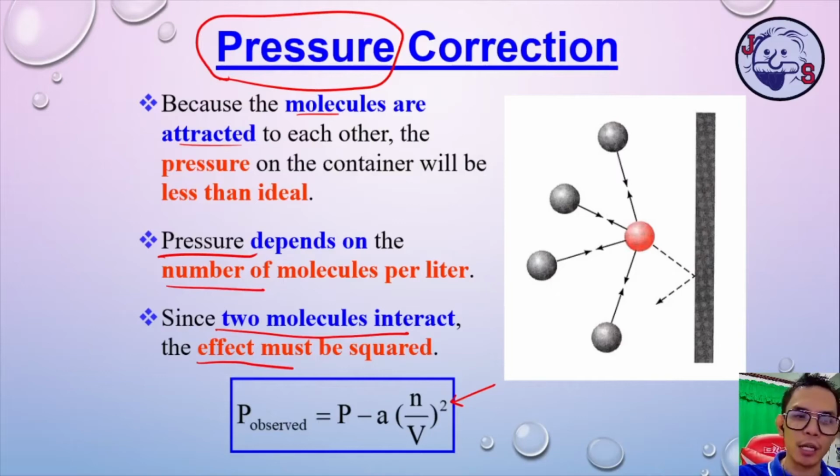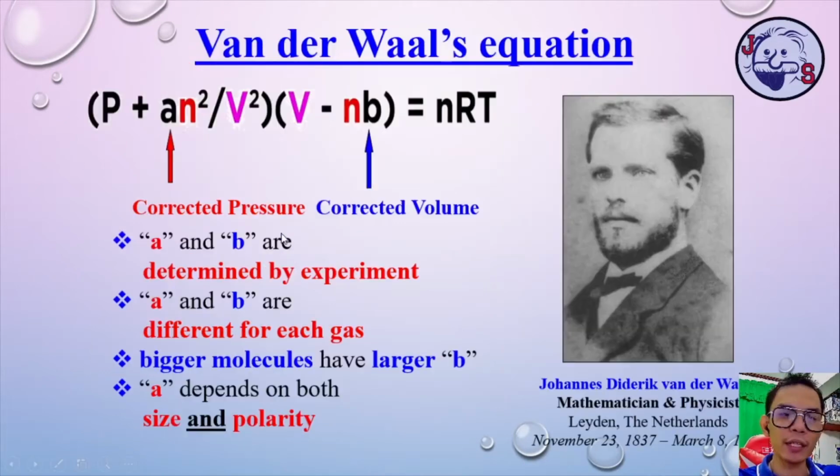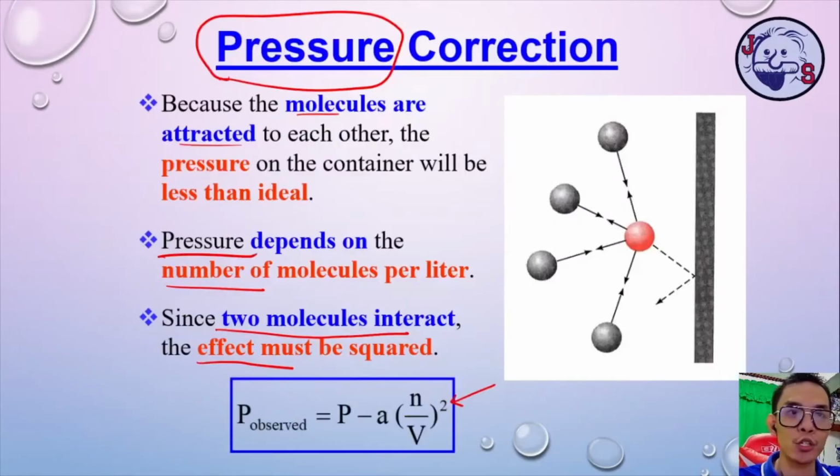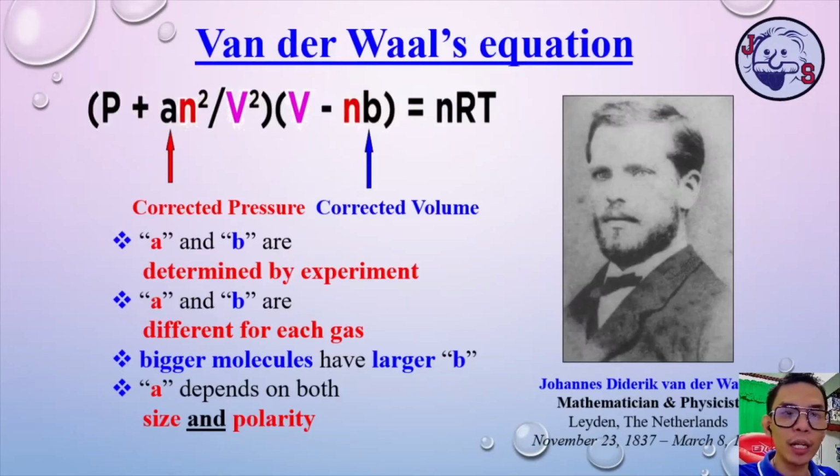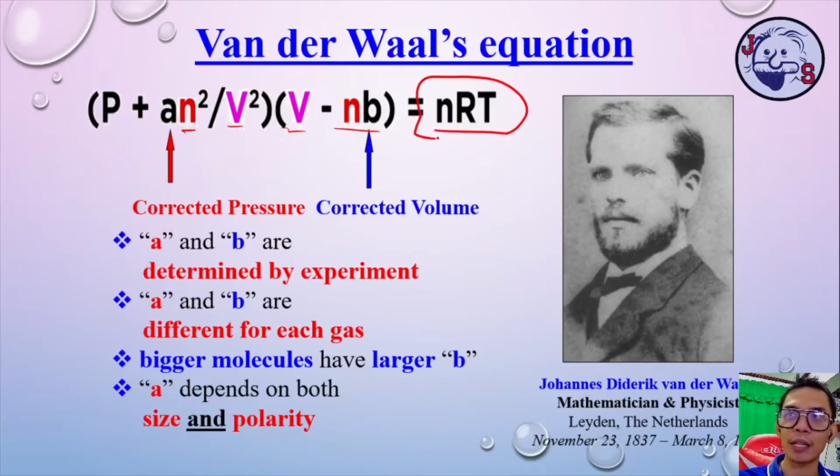Now integrating this volume correction and pressure correction in your ideal gas will give you the van der Waals equation that we have right here. It states that P, the pressure, is added with the correction, the constant a, with the number of moles and the volume, multiplied by the volume minus the volume correction, and the nRT is still the same. Nothing changed on the nRT side.